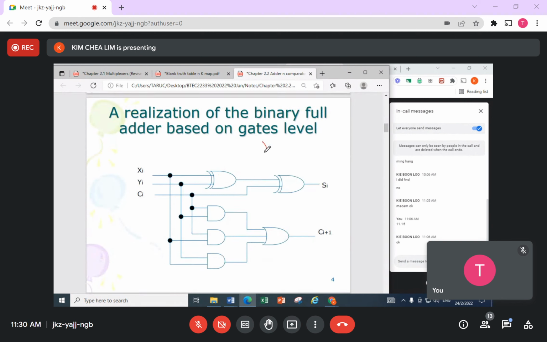You may ask, can I use an XOR gate with 3 inputs? Actually, there's no 3 input XOR gate. All the XOR gates are 2 input only. Therefore, we use 2 of them. You can XOR these 2 first, or XOR the C with the X. Any combination of the 3 gives your sum output. And this part here gives your carry out output.